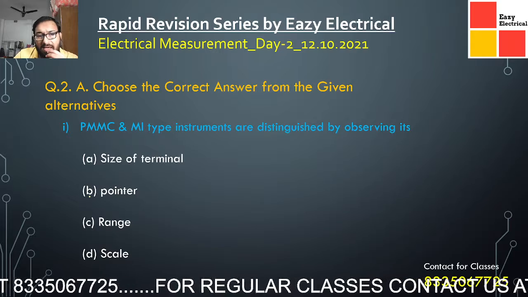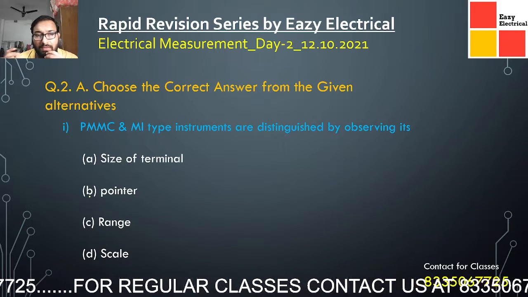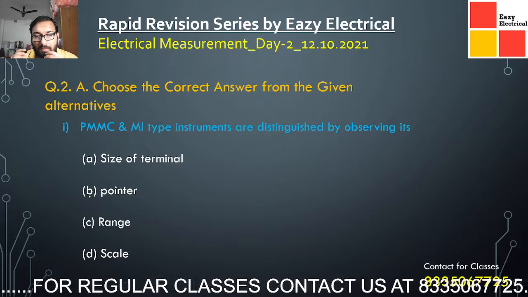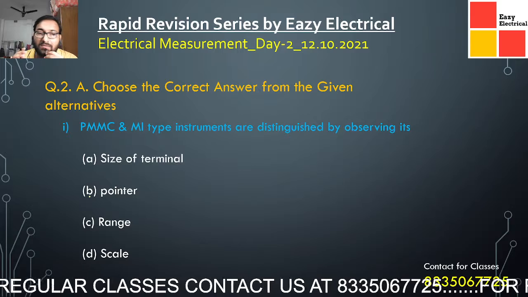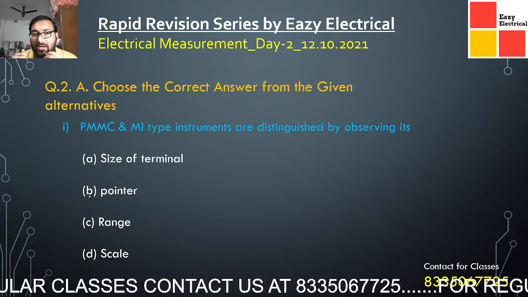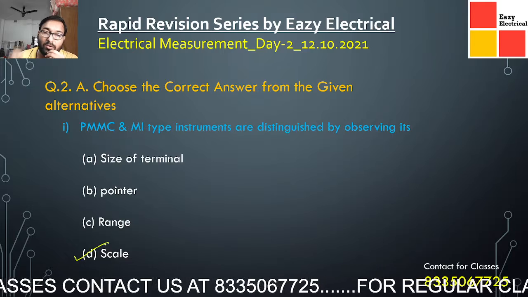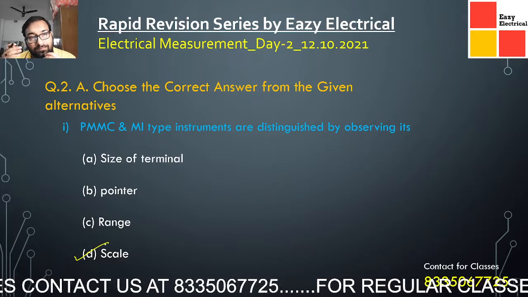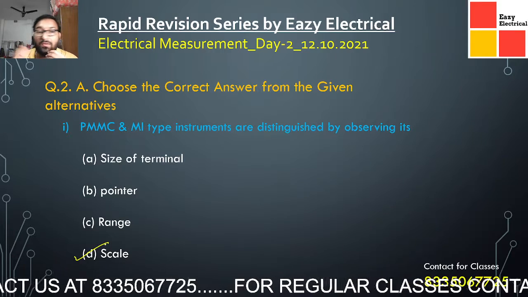Now coming to the next question. PMMC and MI type instruments are distinguished by observing what? How can we distinguish between a PMMC and MI type instrument? They differ in the scales. One of them has a non-uniform scale, and one of them has a uniform scale.